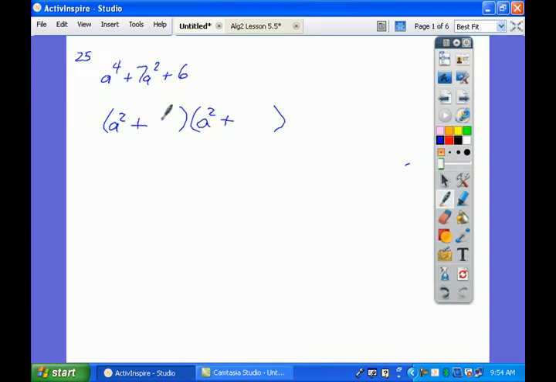Both signs have got to be plus and plus. And now factors of 6, we can go with 3 and 2, which is usually where we'd want to start. But instead we're going to go with 6 and 1, because it will help us to get 7 in the middle. And remember that we use a guess and check approach. If we check this, a squared times a squared is a to the fourth, a squared times 1 is a squared, 6 times a squared is 6a squared, so that gives us 7a squared.